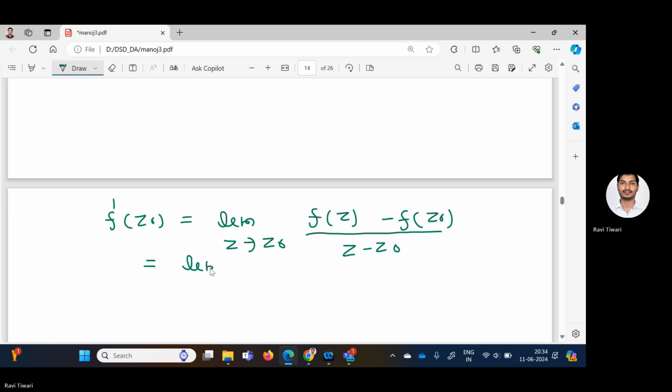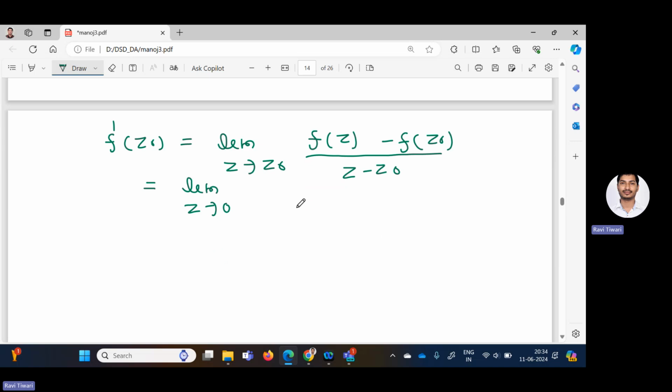So limit z tends to 0, f of z is what given? Z conjugate square by z. Here f of 0 is given 0. So this is 0 and divided by z minus 0. So finally you will get the limit.